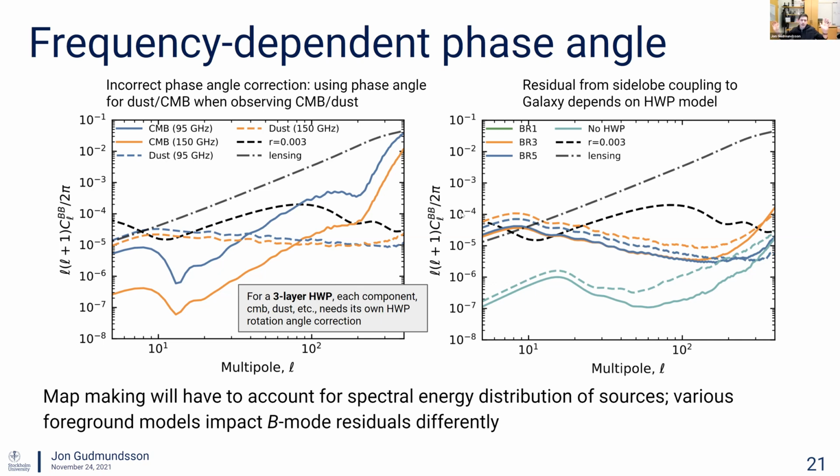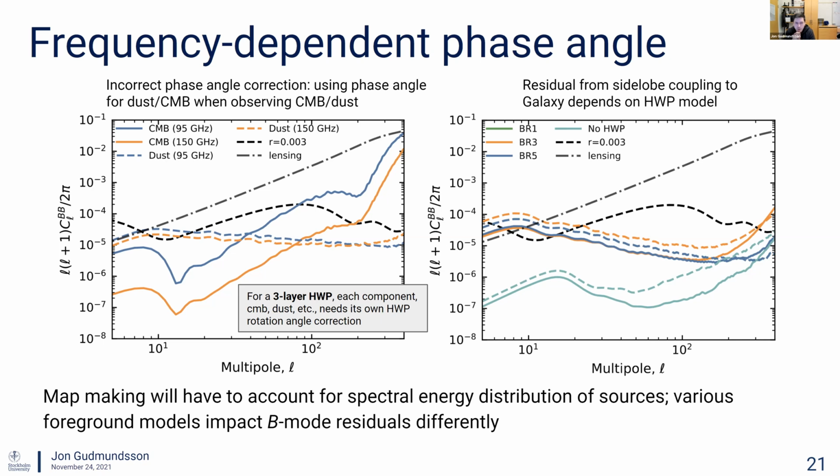Okay, well, basically what we find, and this is sort of what we expected, is that in order to properly clean our data from galactic foregrounds, we need to have accurate knowledge of the half-wave plate Mueller matrix. And depending on the complexity of the foreground model, the residual that you get in the angular power spectra or in the map domain can change.